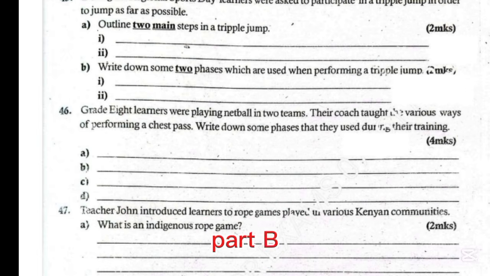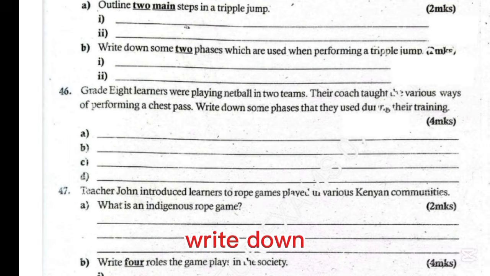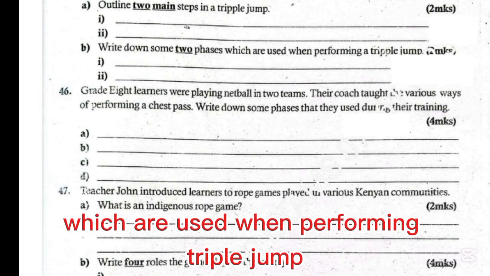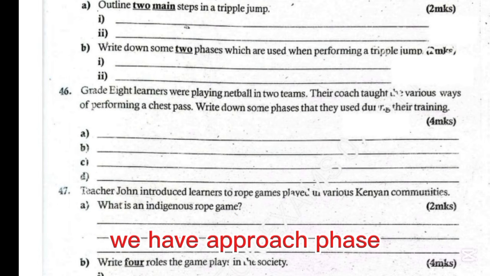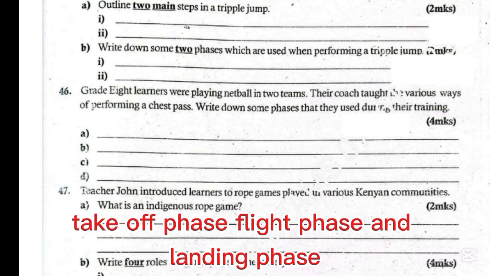Part B, write down 2 phases which are used when performing triple jump. We have approach phase, take-off phase, flight phase, and landing phase.